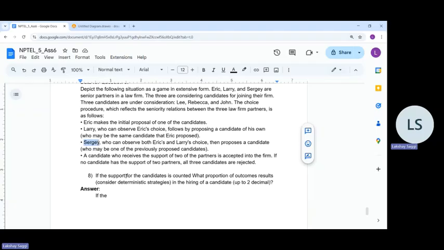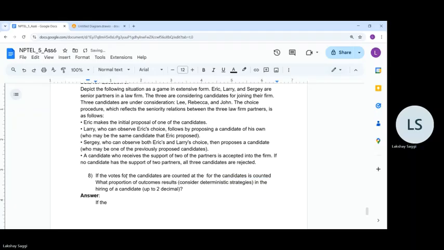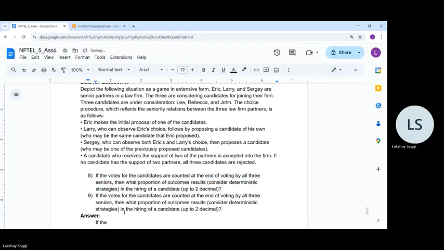So that's what I'm trying to mention here: if the votes for the candidates are counted at the end of voting by all 3 seniors, then what proportion of outcomes result in hiring of a candidate? So this is one question which I meant, and a second question can be another kind of question.